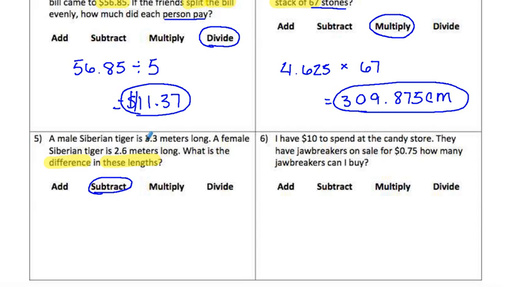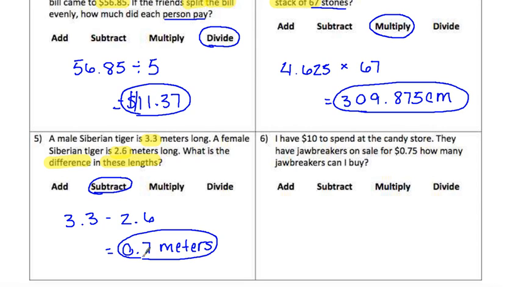So we have the male, which is 3.3, and the female, which is 2.6. So I'm going to do 3.3 minus 2.6 to find the difference. And the difference is 0.7 meters. Don't forget to label your answer.